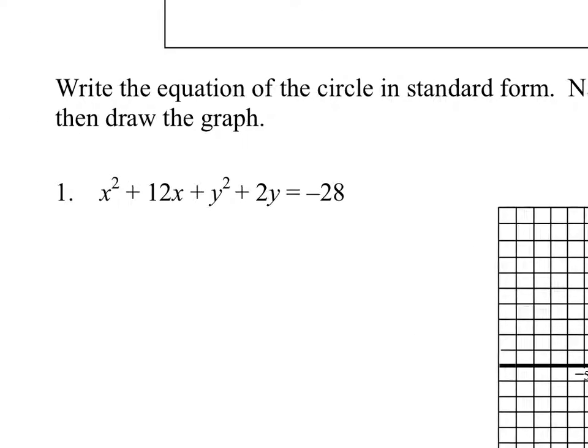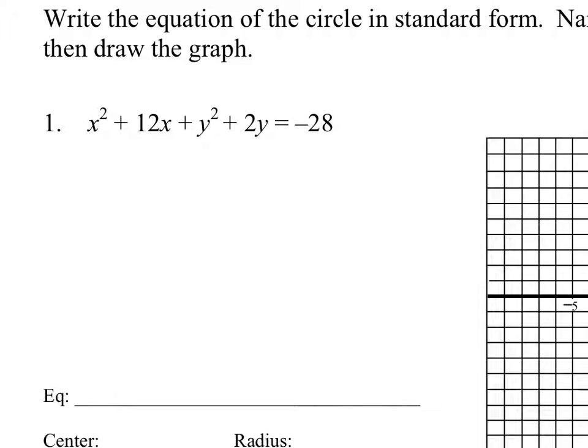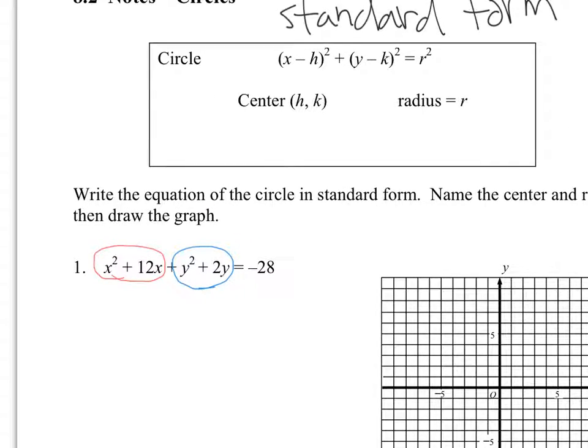Well, notice what we've been given here. x squared plus 12x plus y squared plus 2y equals negative 28. Notice that here are the two x values, here are the two y values. We need to turn these into this, where it is x minus h squared and y minus k squared. Notice that these are two binomials that are squared. So what can we do here then? How can I turn x squared plus 12x into x minus h squared?